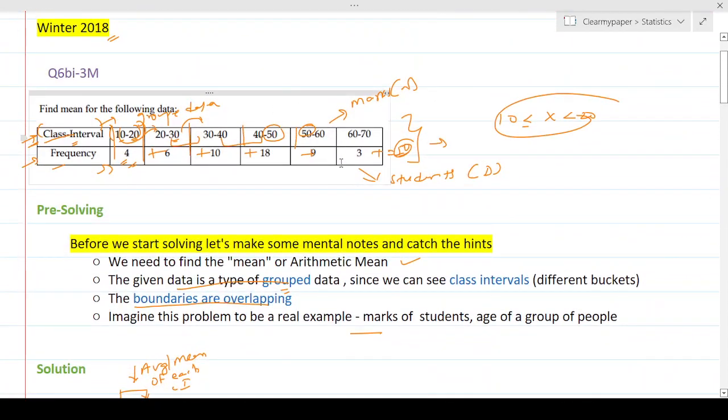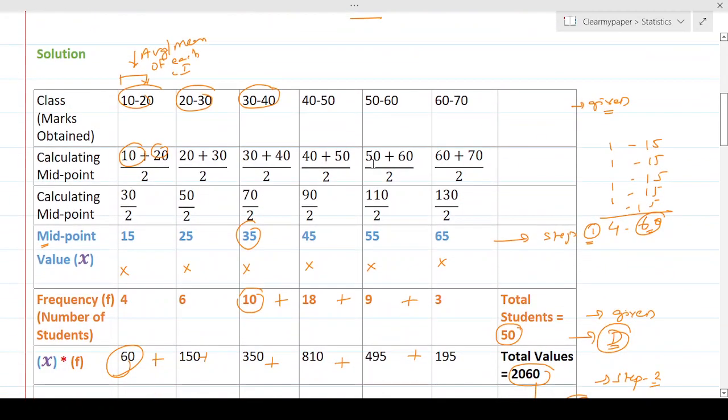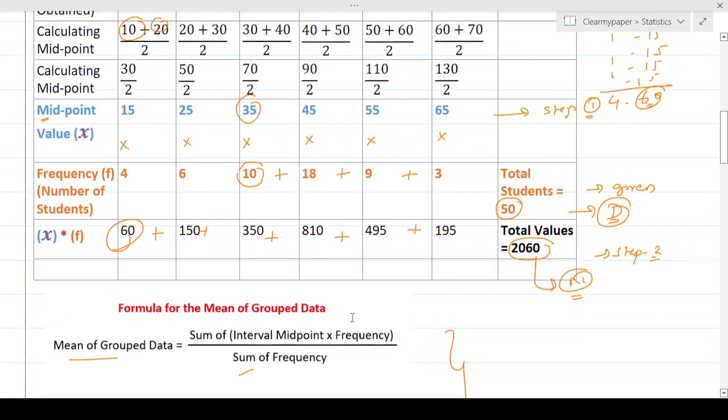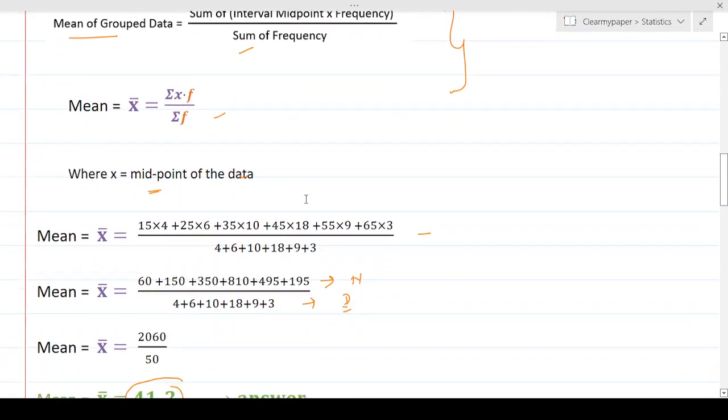If it's marks, then you can think that on an average, all these students put together have got an average of 41.2 marks. That's what you understand. And that's how you calculate the mean for the group data. Just getting the midpoint is the first step, and the rest is simple addition divided by the denominator or the frequency. Just keep that in mind.